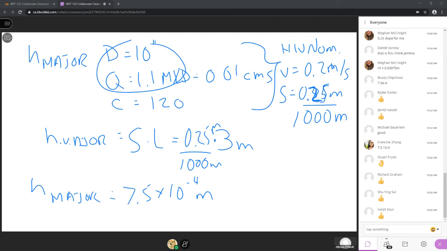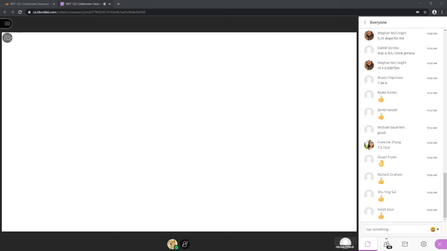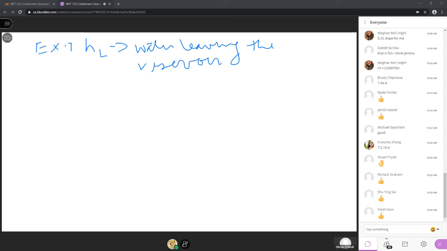As the water exits the reservoir, it goes into the pipe, and so we need to do the minor losses for that. So I'm going to clear my screen here, and we're going to do our exit losses. Head losses, and this is for water leaving the reservoir. It's hard to write on a screen, folks.